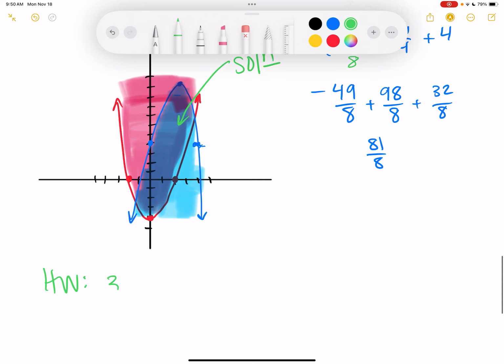Problems 3 through 5 are just matching problems, so you just need to match the graph with the picture. You cannot just guess. Then 9, 11, 15, and 21.